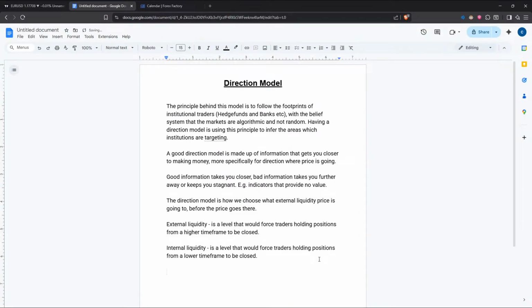So I want to make a quick statement just after this definition. Price moves through internal liquidity to external liquidity. Make it capital I. It's a keyword. You know, I might even highlight keywords.